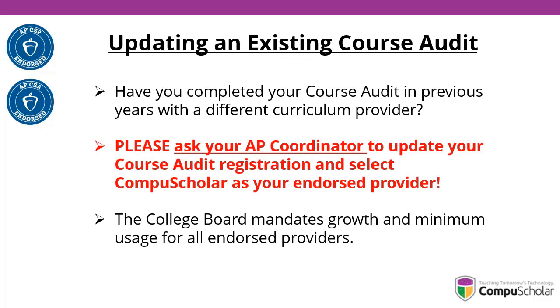And the reason for that is very important, in that the College Board monitors all of their endorsed providers like CompuScholar, and they do have minimum growth and usage targets for their endorsed providers. So it's super important for us that you make sure to let the College Board know that you're using the CompuScholar textbook and CompuScholar as the endorsed provider. And that way we can continue to maintain our endorsement and you can continue to reap the benefits of that endorsement in subsequent years. Now, if you're not sure how your current course audit is set up, we'll flip over to the College Board website and I'll show you how to review the current audit that you have.